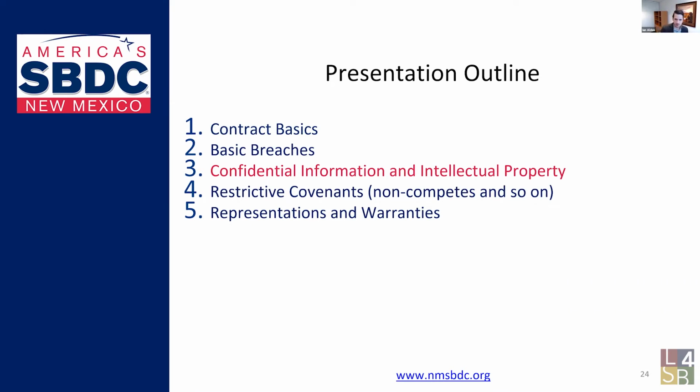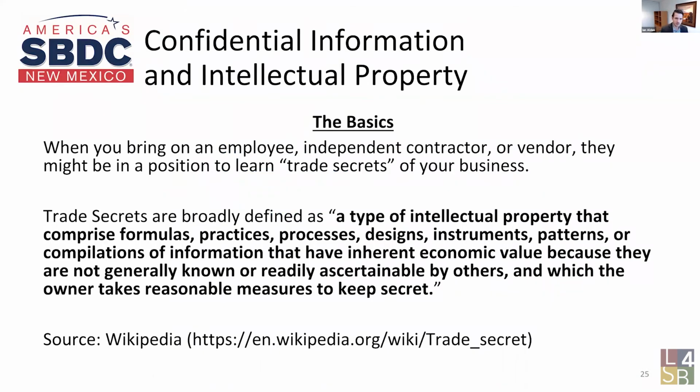We're going to talk about some other common things in contracts that you might not be aware of, but that can come back to bite you if you expected the contract would have something different. Confidential information and intellectual property. I'm not going to give you a lengthy diatribe on this, but the gist of it is, business owners, when you bring on an employee, an independent contractor or vendor, they're going to learn things about you just by virtue of working with you.